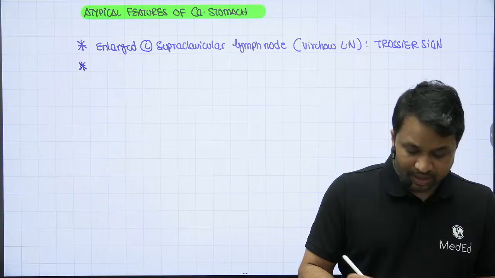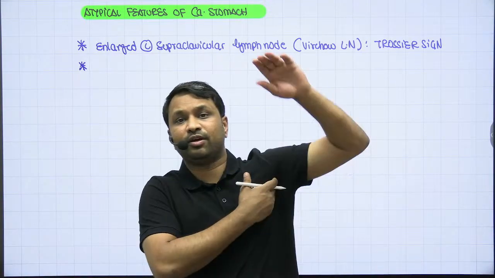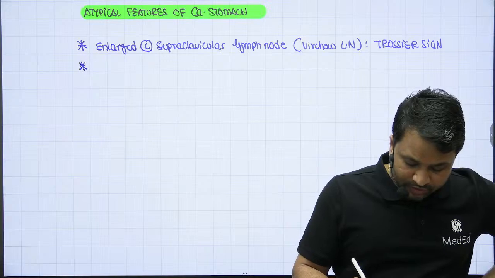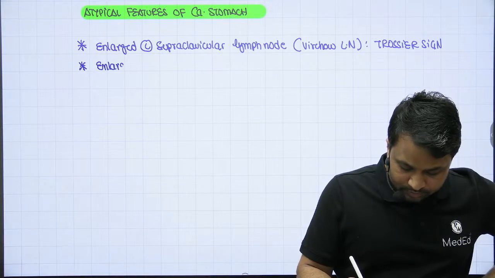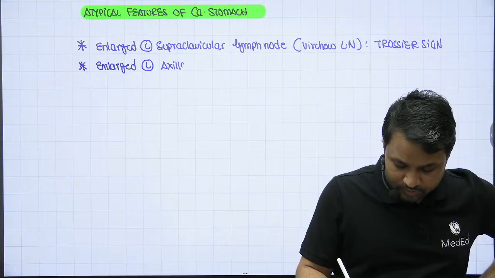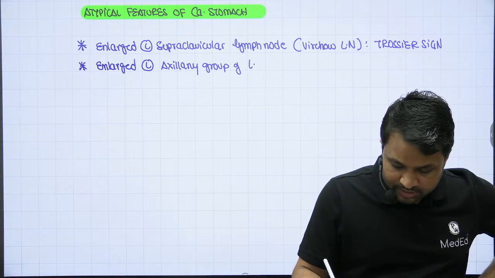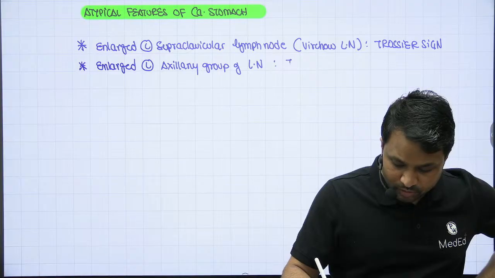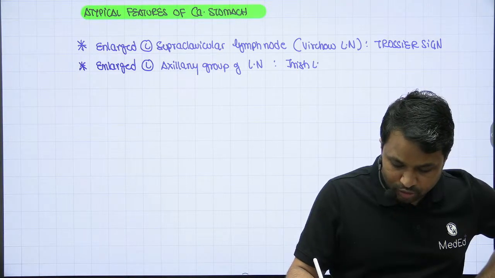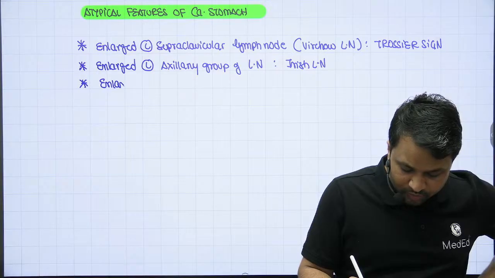Now, apart from that, you have the enlarged left supraclavicular, and then you have enlarged axillary, right? So you have the enlarged left axillary group of lymph nodes. Now, this enlarged left axillary group of lymph nodes is what we call the Irish group of lymph nodes. Then you have enlarged periumbilical group of lymph nodes.